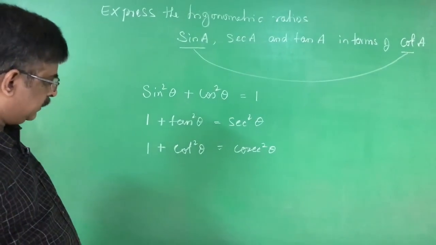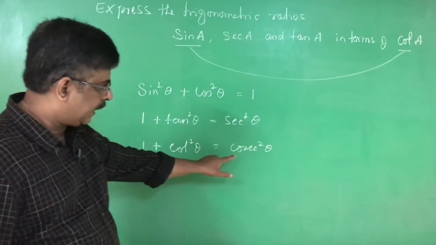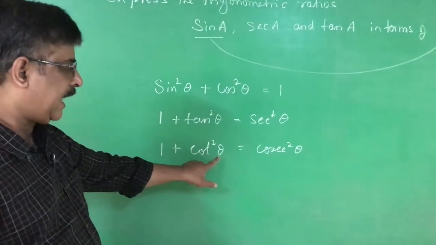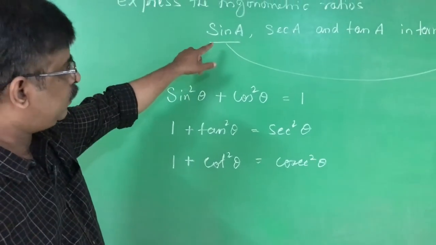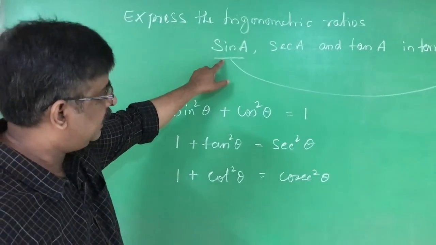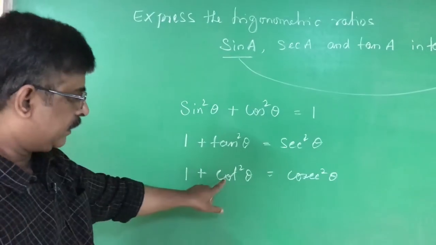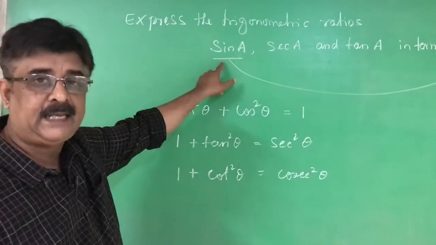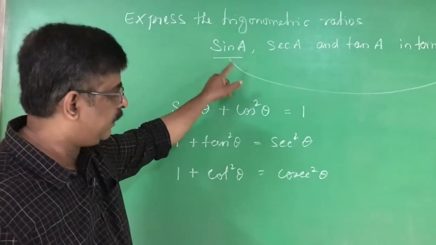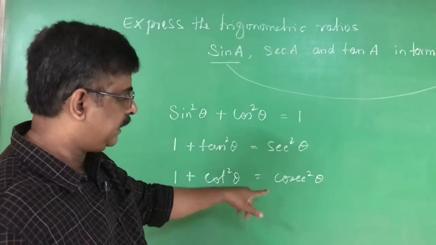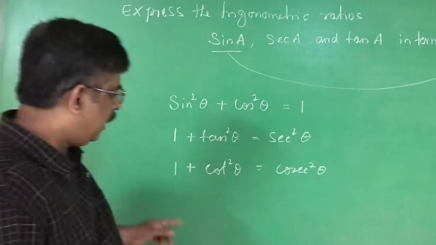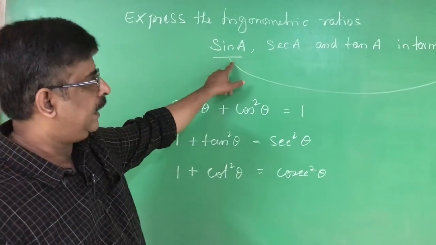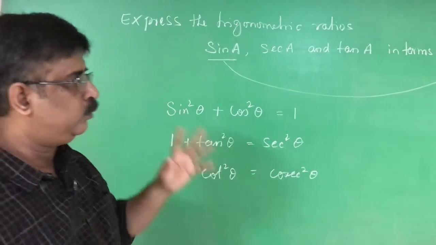According to my knowledge, this identity can be used. I tell you why. Here there is a cot theta. I wanted to develop a relationship between sine and cot, right? Cot theta is there. And this cosecant theta is related to sine theta, because the reciprocal of sine theta is cosecant theta. Therefore, using this identity, I am going to express sine A in terms of cot A. How can I do this? I tell you.